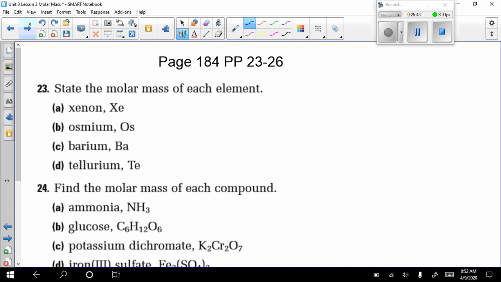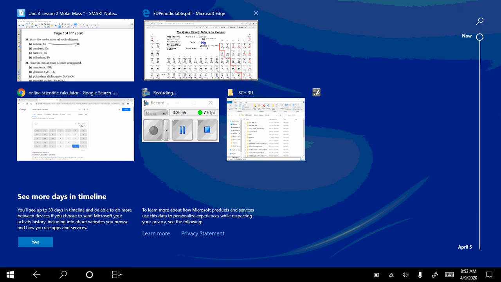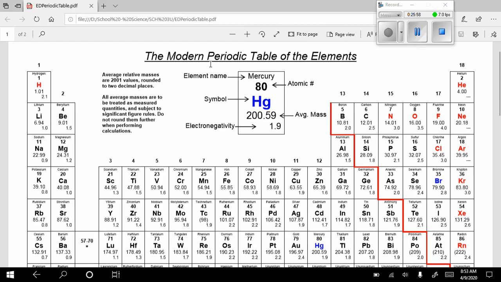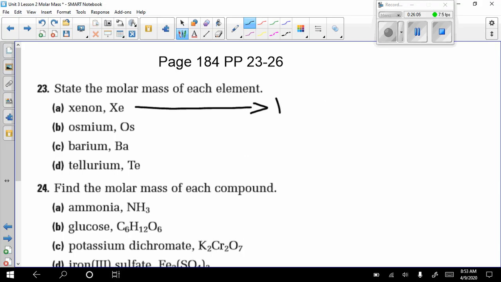I'll just kind of go over a few of them with you. Some of them are pretty straightforward. It says state the molar mass of each element. So for that question, all you'd have to do is look it up on the periodic table. So for xenon, I would go to the periodic table and I'd find xenon. I see it down here in column 18. It's 131.29. And so it's 131.29 grams per mole. Every mole of xenon, every count of 1 mole weighs 131.29 grams.